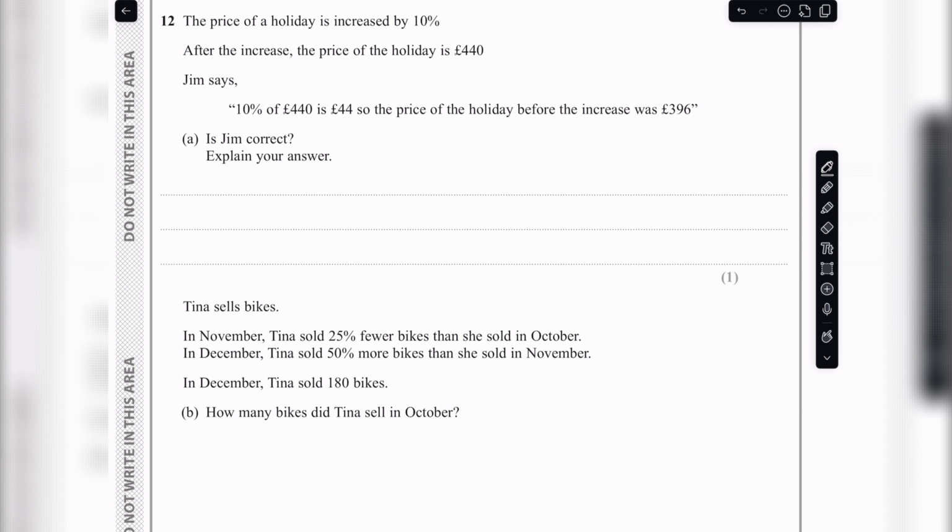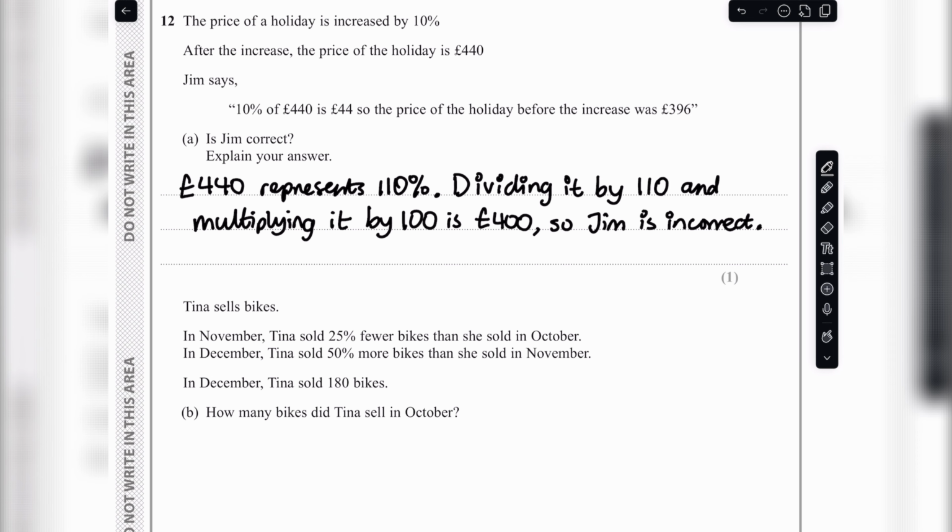Explain your answer. So given as the new price of the holiday is £440 after the 10% increase, this means that £440 can be represented as 110%. And in order to get to the original price, we need to divide this value by 110 and multiply it by 100, and that will give us a value of 400, so Jim is incorrect.